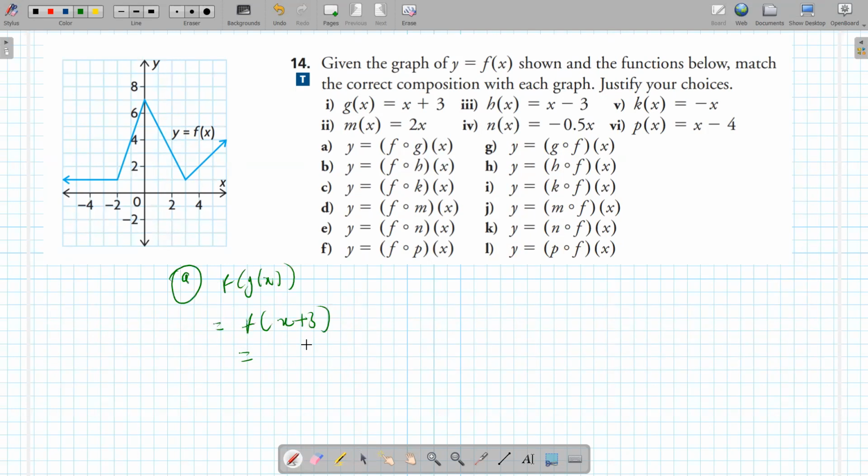The plus 3, what does it do? Left, right, up, down? Left. So look at this. Every single point on f of x moves. We don't know what the equation is. This is not one function. This is probably 3 or 4 linear functions. Every single point is going to move 3 units to the left. So it'll look like this. There we go. So that'll be f of x plus 3.